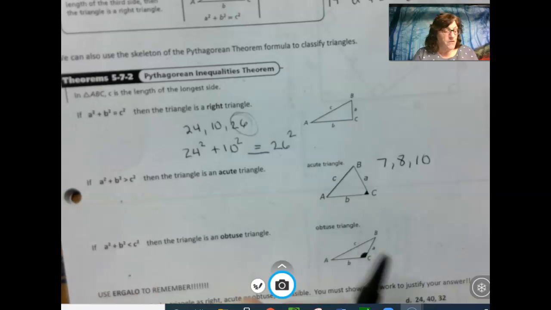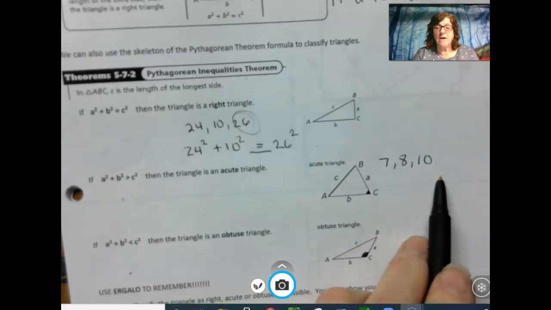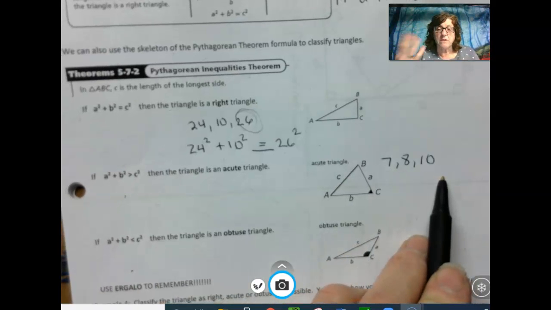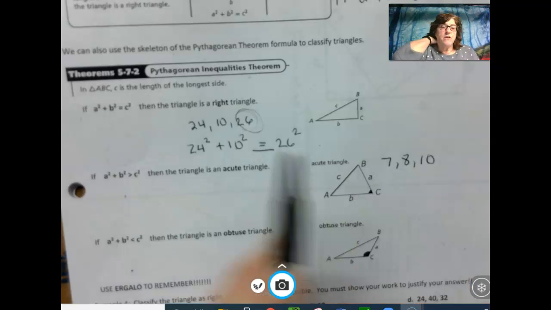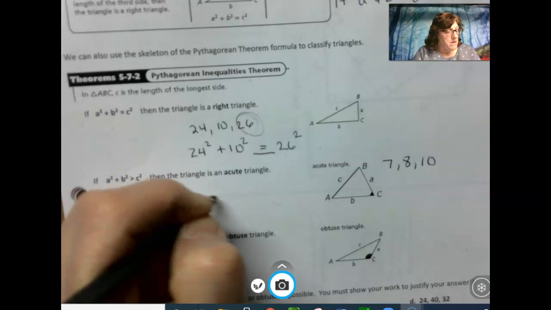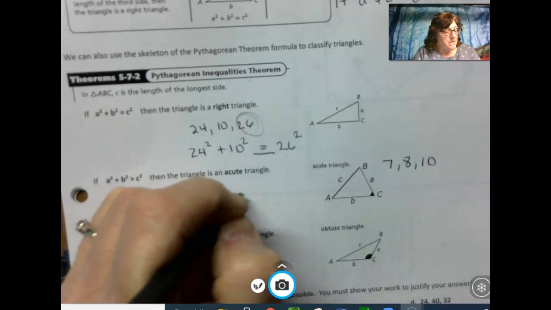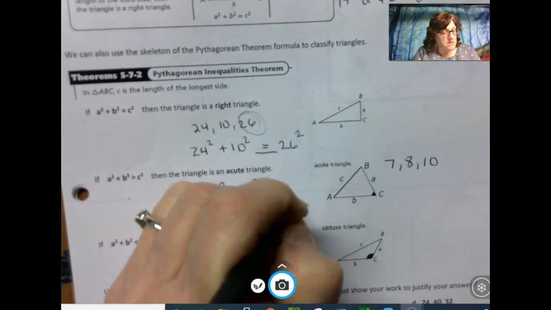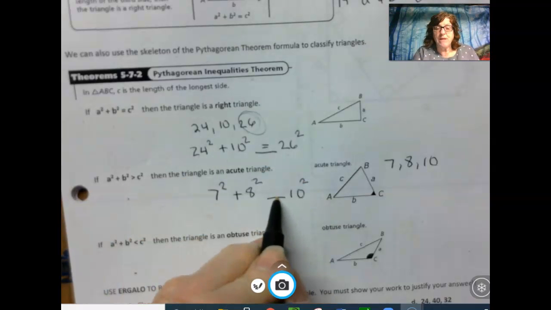But how about if I give you, let me see, the side lengths of 7, 8, and 10. So first of all, look at it. Does it make a right triangle? Yes or no? Does it make a triangle? Yes or no? And then you're going to use this inequality statement. So 7 squared plus 8 squared blank 10 squared, and fill that blank in. So take a moment, figure that out.